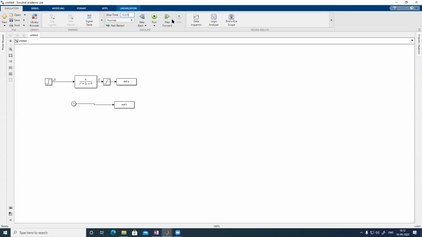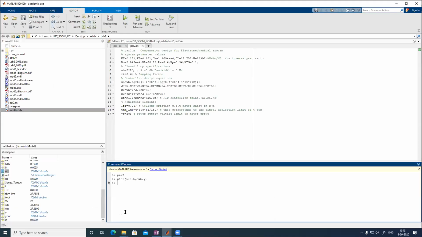Sir, how to flip the block? Sir, is that add workspace or what is that, sir? Excuse me, sir, how to rotate a block? Sir, what is the name of the block?